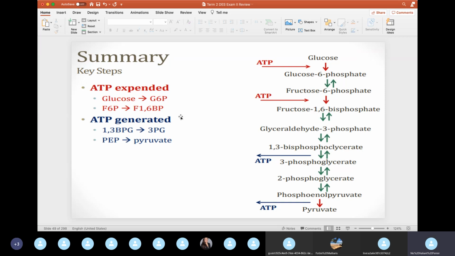Again, ATP expended. Where do you invest? The first one, glucose 6-phosphate. This is either hexokinase or glucokinase. And then another ATP to spend here in your PFK1, phosphofructokinase 1. And then you generate 2 ATPs in the end. Here, 1,3-bisphosphoglycerate and 3-phosphoglycerate. And phosphoenol pyruvate and pyruvate. This is your pyruvate kinase here. Another ATP. So you invest 2, you get 2.